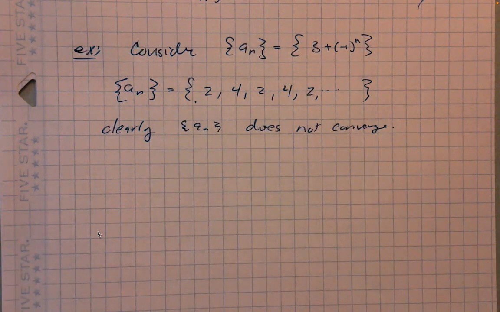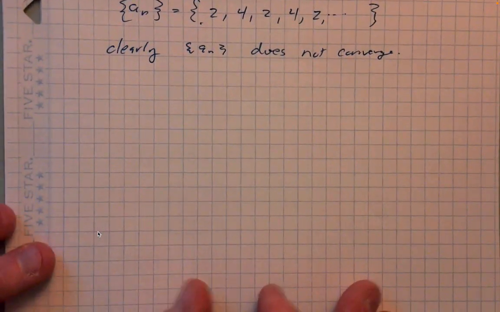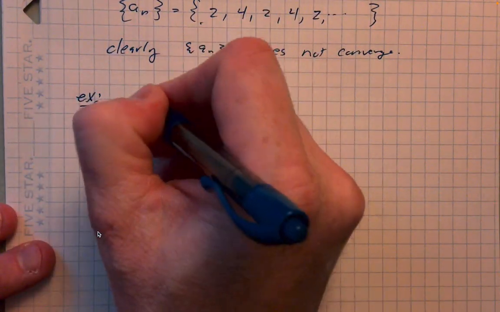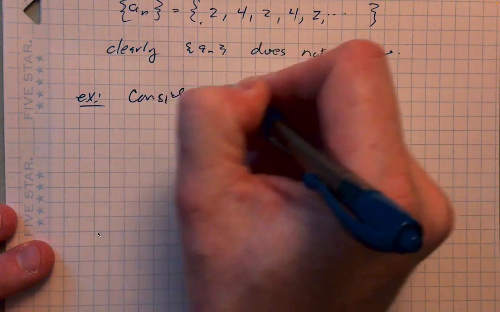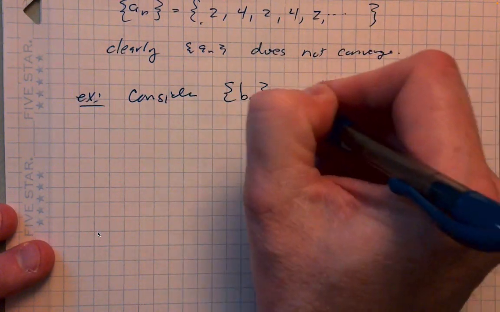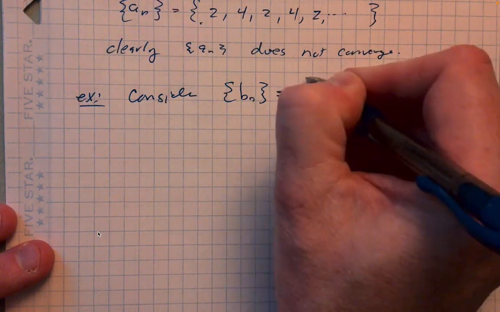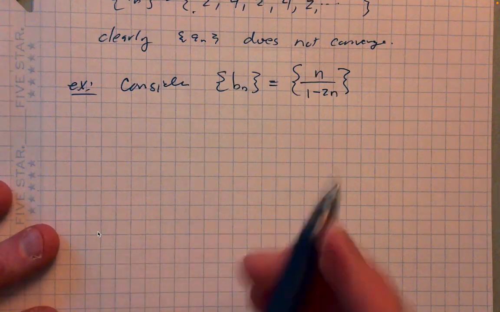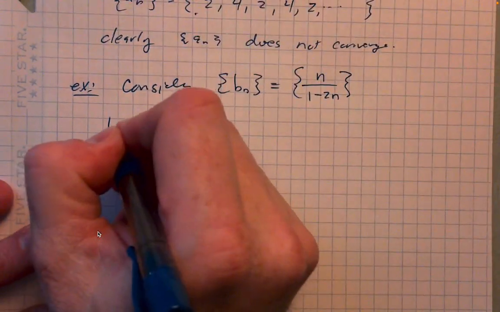Perfect. So that's the first example. This one does not converge. What about, let's consider the sequence b of n equals n over 1 minus 2n. Right, this is a more interesting sequence. All right, so remember what this one looked like.